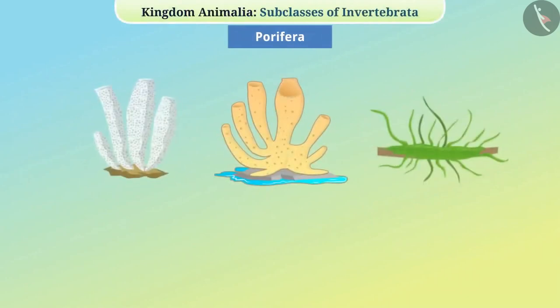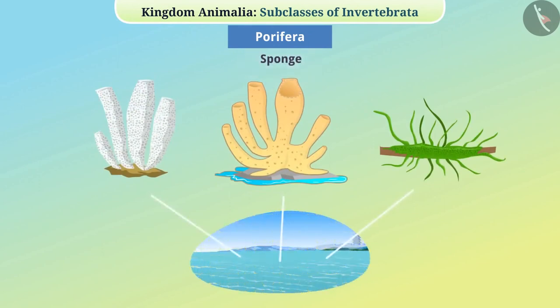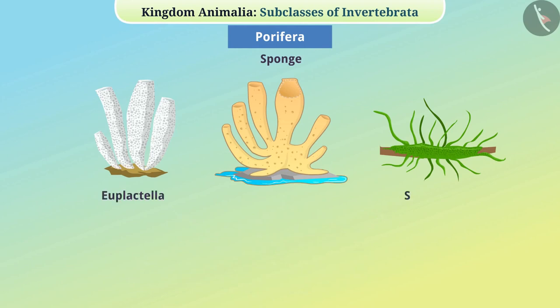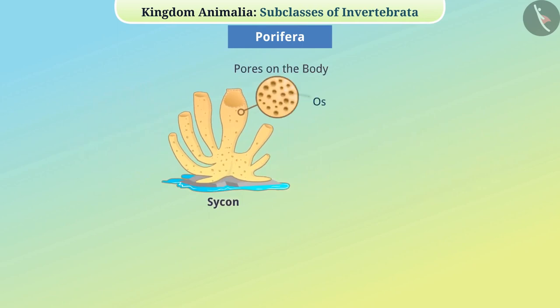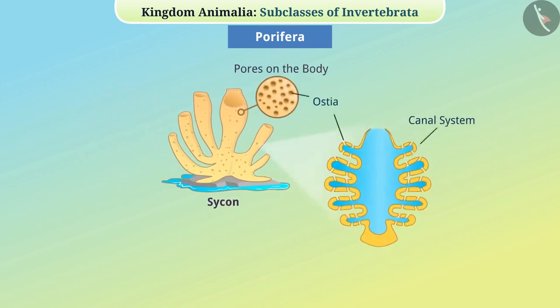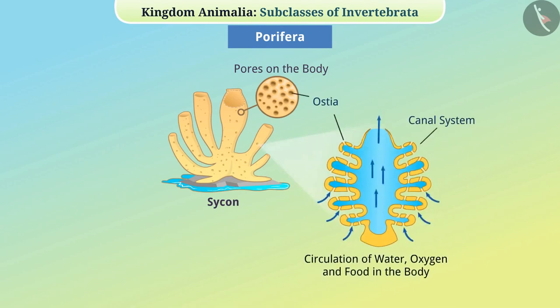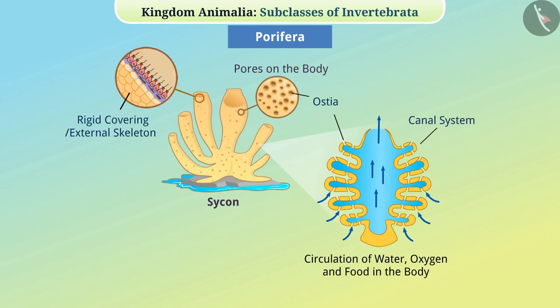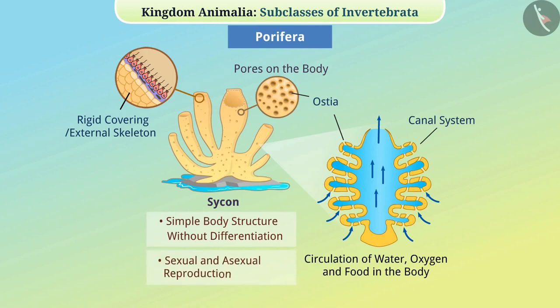Porifera. These are a group of animals with pores, commonly known as sponges. They are found in saline areas such as the sea. Some examples of these are Euplectella, Spongilla, Sycon, etc. They are immovable and attached to some base. They have many pores in their entire body called ostia. They are connected to the canal system through which the circulation of water, oxygen, and food takes place in the body. Their body is covered with a rigid covering or external skeleton. Their body structures are simple and do not differentiate into tissues. They can produce offspring through sexual and asexual reproduction.